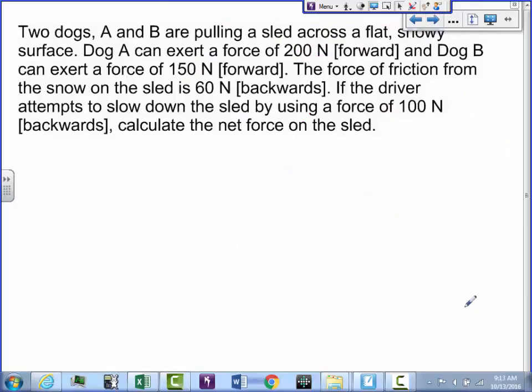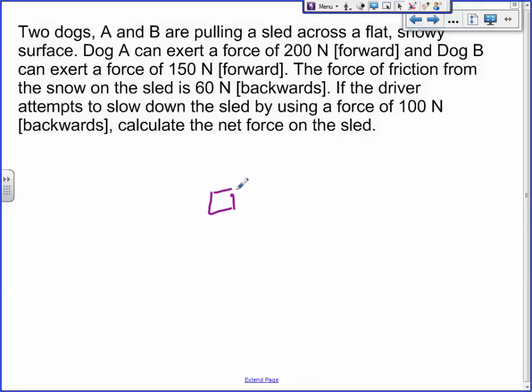Okay, so let's try an actual example here then, what I kind of look for. There's 2 dogs. They're pulling a sled across a flat, snowy surface. Dog A pulls with 200 newtons. Dog B pulls with 150 newtons. There is some friction from the sled, and the driver also attempts to slow down the sled. Let's find its net force. So here's how I recommend you start. Draw a free body diagram. There's my sled. Honestly, draw a box. It's fine. We can draw a sled.